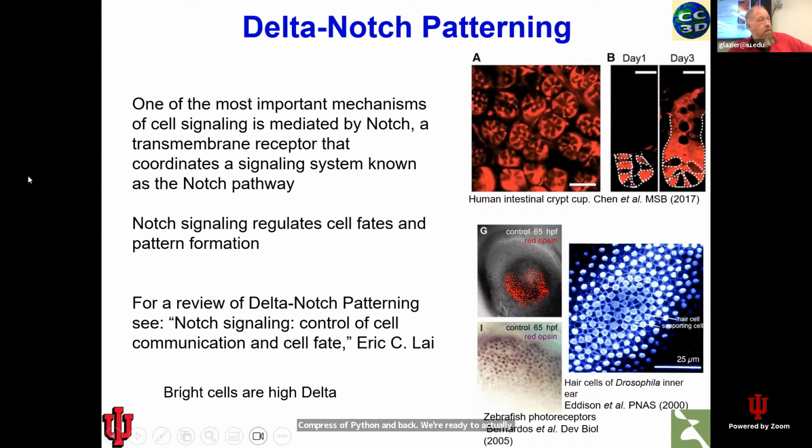So what we're going to talk about now is delta notch patterning. Delta notch patterning is a very fundamental biological mechanism. It uses what's called contact inhibition. So if a cell has high delta, it tries to make its neighbors have low delta. If a cell has low delta, it tries to make its neighbors have high delta. And this gives rise to salt and pepper patterns.